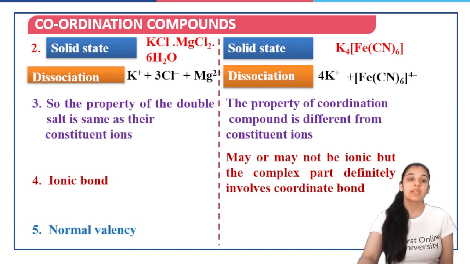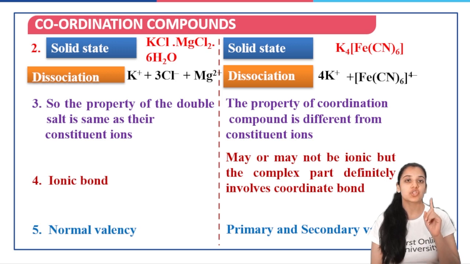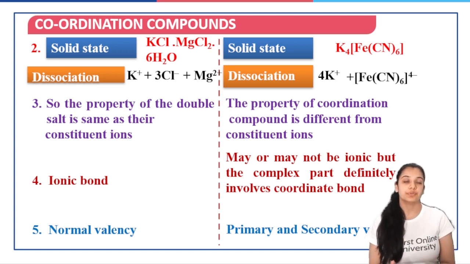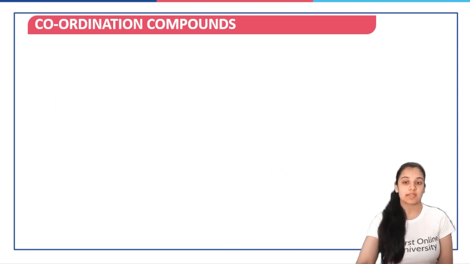Then the double salts have a normal valency, and we will talk about the valency definition in the later slides. What you need to understand is that in double salts, there is just one valency known as normal valency. And in case of coordination compounds, there are two valencies, primary valency and secondary valency.